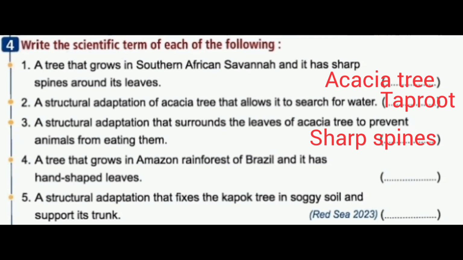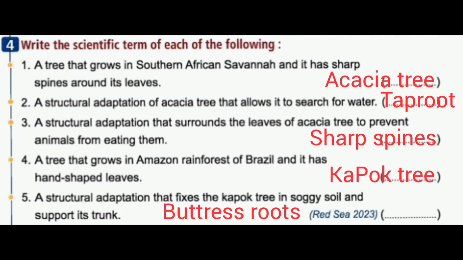Number 4. A tree that grows in Amazon rainforest of Brazil and it has hand-shaped leaves. Kabak tree. Number 5. Structural adaptation that fixes the kabak tree in soggy soil and support its trunk. Buttress roots.